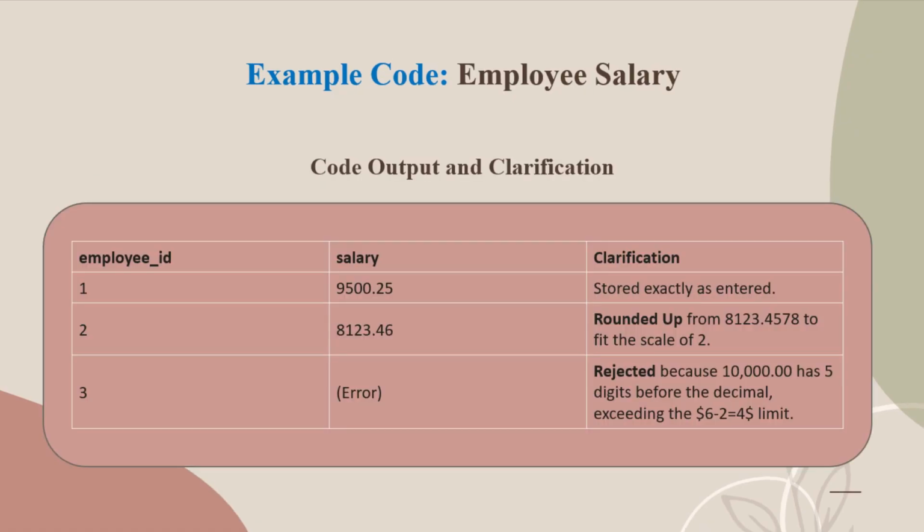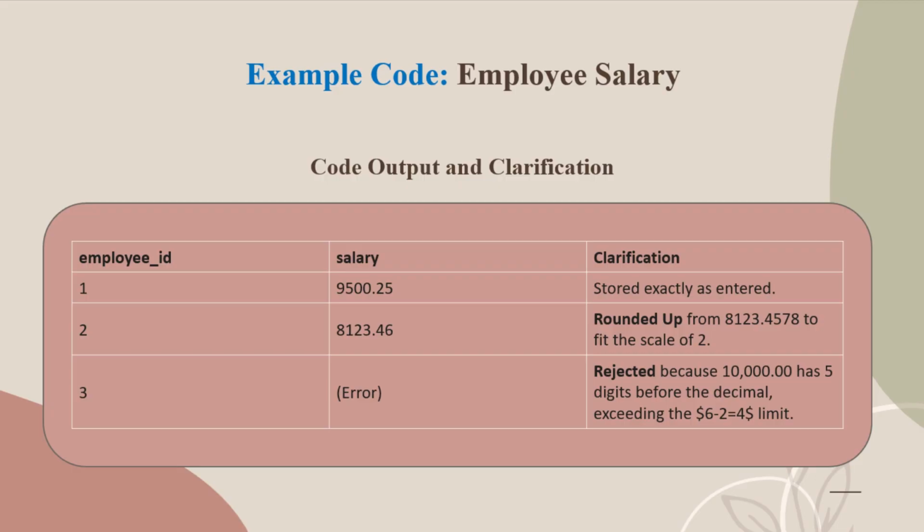First, we create our table, and next we attempt to insert 3 test values to demonstrate the 3 core rules of numeric: perfect fit, automatic rounding, and error rejection. And in output, we can see the query, the data for employees 1 and 2, and observe the result of the failed insert for employee 3 because the insertion failed.